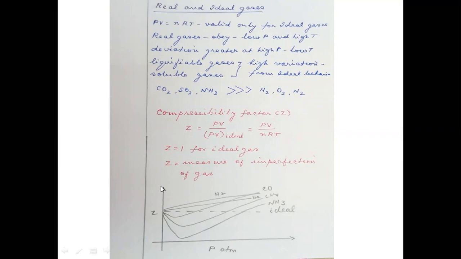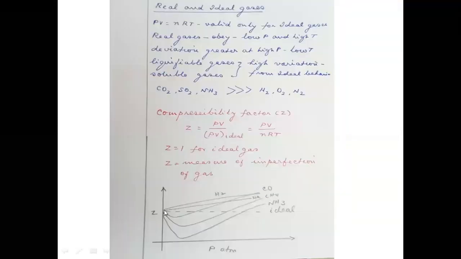Look here, this is the graph where along the Y-axis, compressibility factor is taken. Along the X-axis, atmosphere, that is the pressure, is taken. For an ideal gas, it is 1. If this is the 1, it remains 1 for all pressures. But for real gases, you see here, ammonia, easily liquefiable, Z is much less than 1 and then it slowly rises and becomes similar to ideal at a particular pressure and then it exceeds.